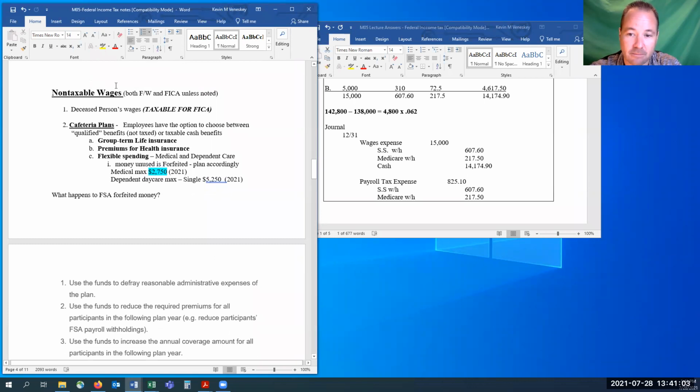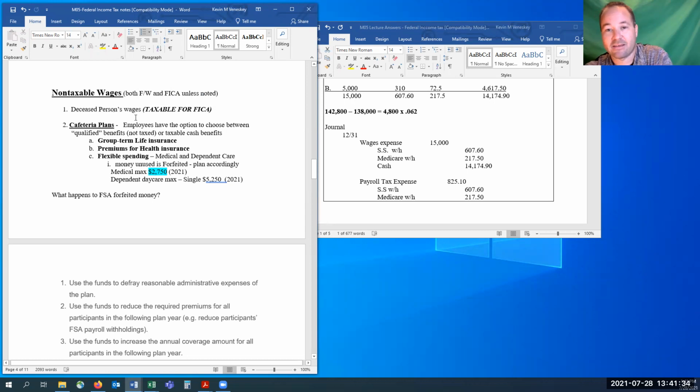All right, here are just a few other things that are non-taxable wages. So things that you have earned that, for whatever reason, are not taxed. The first one here is a deceased person's wages. So the last paycheck, if an individual happens to pass away while they're still working, doesn't matter whether they pass away on the job or not. Their last paycheck will not have federal taxes taken out. It was just a benefit given.